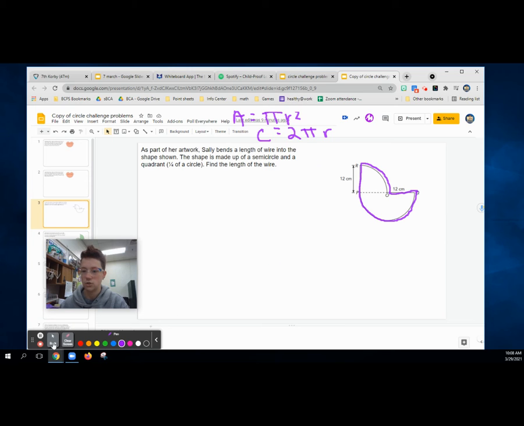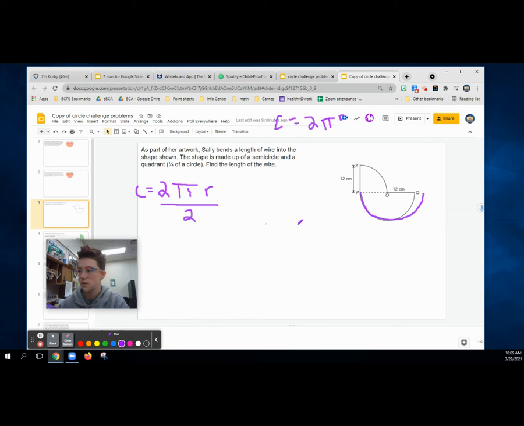Let me clear that out actually. We would need to find this distance here, which would be 2 pi r, that's circumference. But that's a semicircle, so we would also divide it by 2. That would take care of the purple.